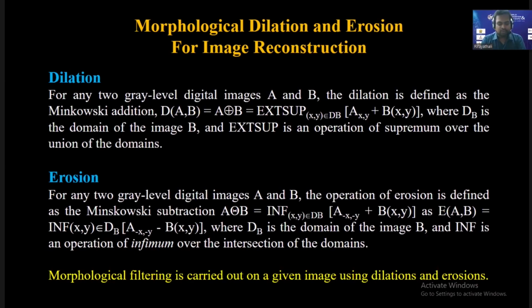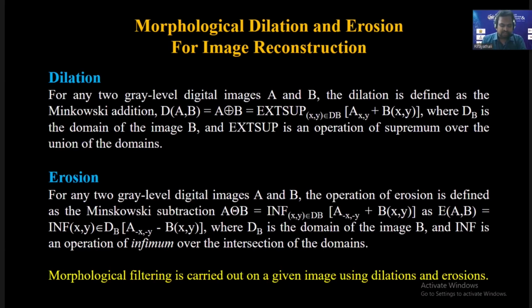Let us define these two operations, dilation and erosion. Dilation: for any two gray level digital images A and B, the dilation is defined as the Minkowski's addition, which is defined by the formula shown in the slide. Similarly, erosion: for any two gray level digital images A and B, the operation of erosion is defined as the Minkowski's subtraction given by the formula shown in the slide. Morphological filtering is carried out on the given image using dilation and erosion.